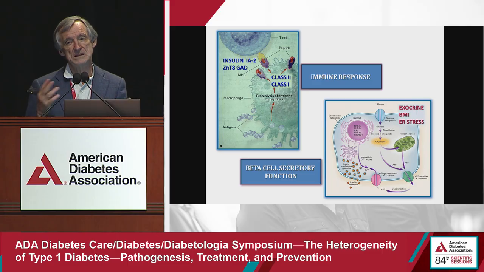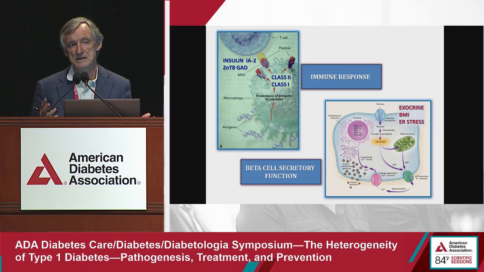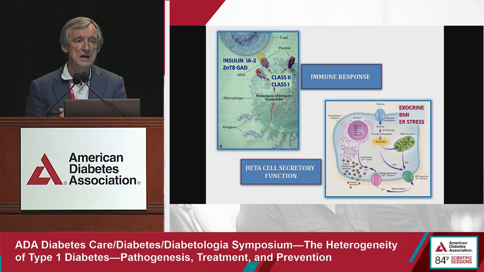We know the immune response develops, particularly in the first 15 years of life, and we know that beta cell function and capacity develops in the first 20 years of life. So there's a strong age-related effect to both of these systems, and we will see that that is played out in a way in the nature of the disease itself.